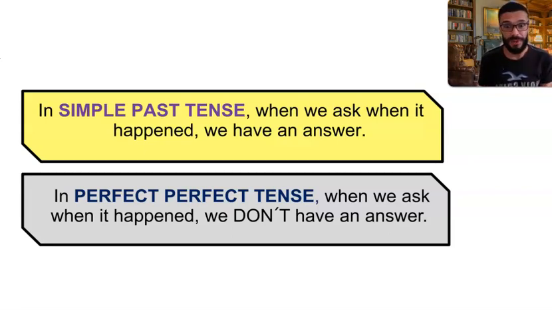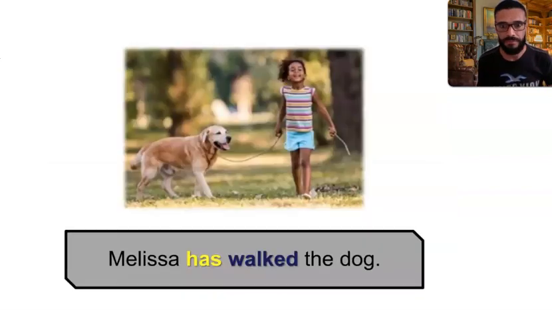On the other hand, in present perfect tense, when we ask when it happened, we don't have an answer. I have been to the supermarket, but I don't mention the specific time. That's the difference. Look at the sentence again. Melissa has walked the dog. Melissa has taken a walk with the dog. Well, Melissa walked with the dog sometime in the past, but we don't know when, if it was yesterday, last week, 3 days ago, last night. Right? Look, that's the big difference between present perfect and present simple.